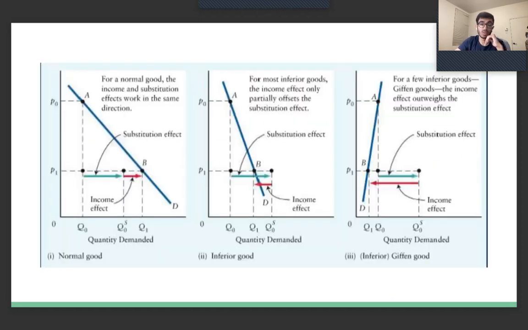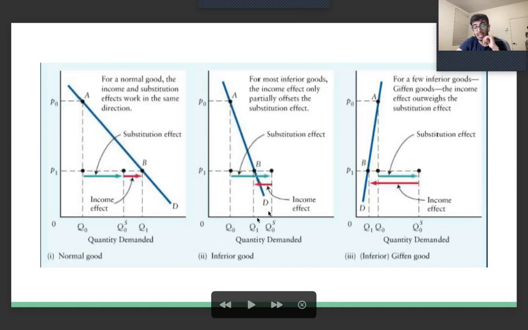Now we'll see how these effects differ for the 3 categories of goods. For a normal good, both income and substitution effects work in the same direction. That's why you have a more elastic, flatter curve here, because the income effect and the substitution effect are working in the same direction.